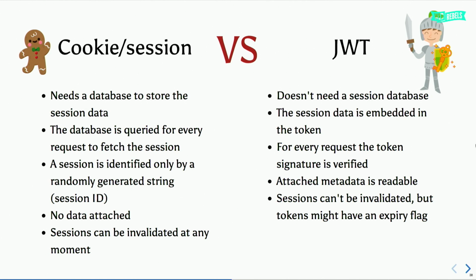So for every request, the token is passed over and it's verified by the server, and all the data will be inside it. But there is a problem: if you want to invalidate tokens, there is no easy way to do that with JWT. You will need to build something like a blacklist of invalidated tokens. So it's a bit up to you, but the suggestion there is to have expiry flags. So after a while, the token is going to expire anyway.